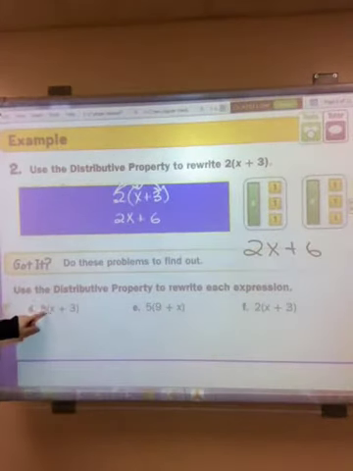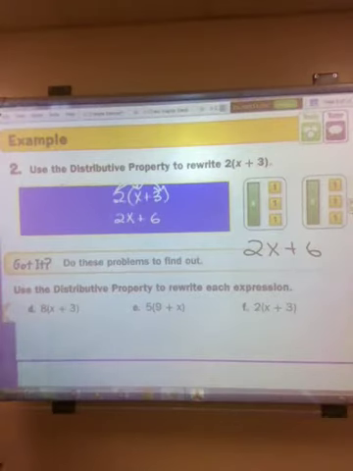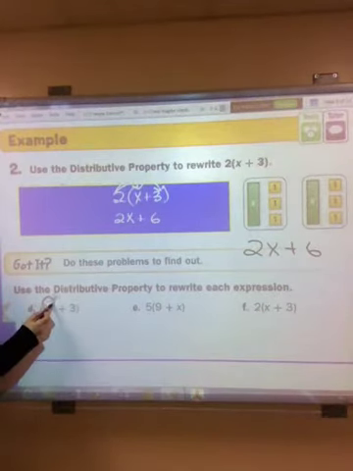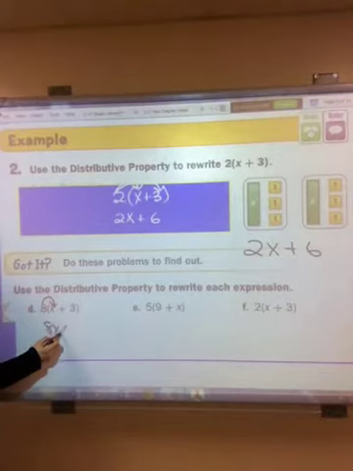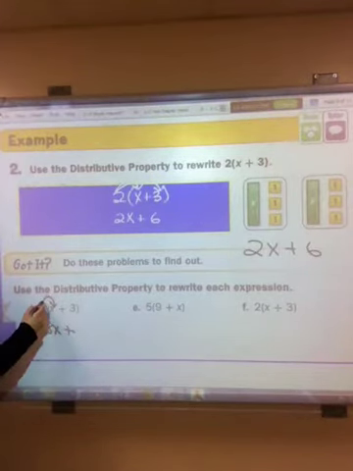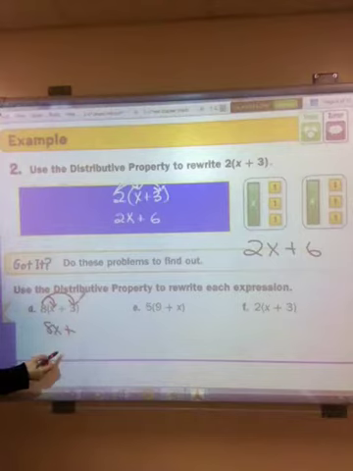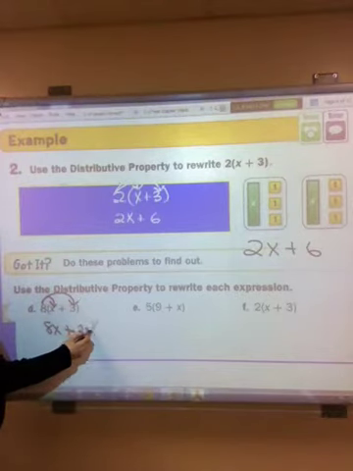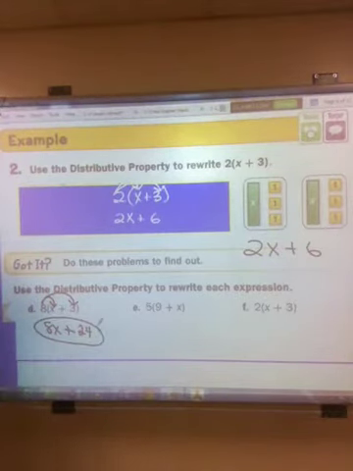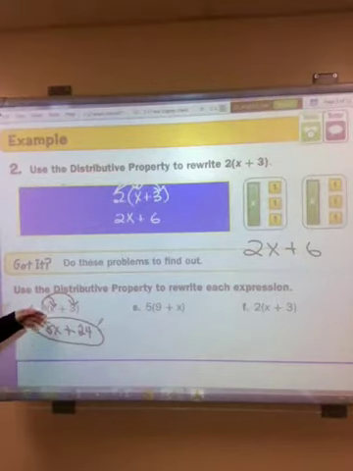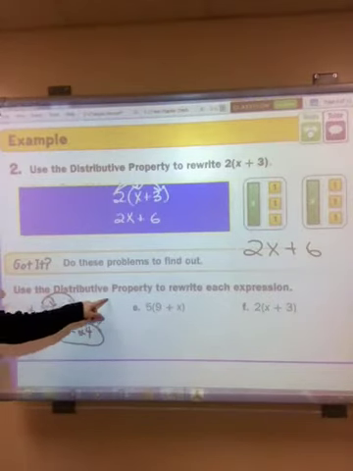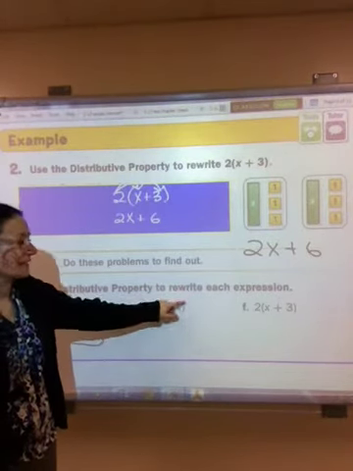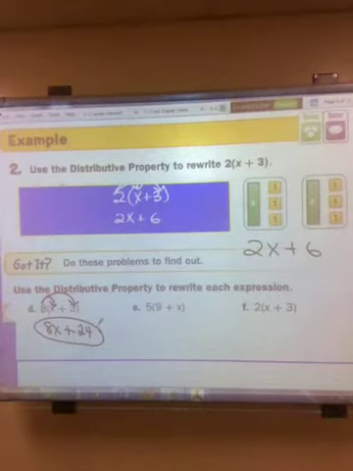Down here we have 8 times x plus 3. All I'm going to do is take 8 and multiply it by x. I don't know what x is, so I write that as 8x plus 8 times 3. That is 24. And this is my answer. This is the simplified form of 8 times x plus 3. Again, I can't solve it. All I'm doing is using the distributive property. I'm rewriting it, or I'm simplifying the expression.